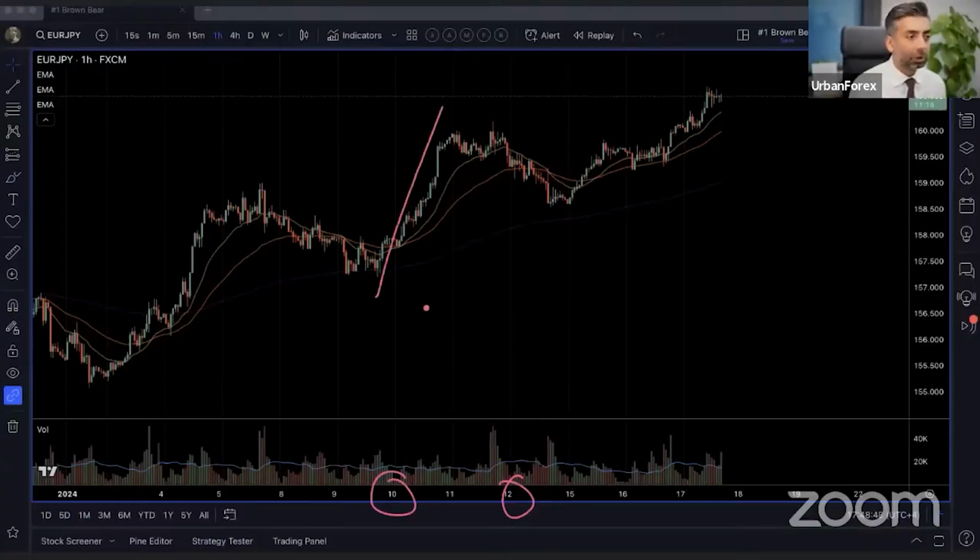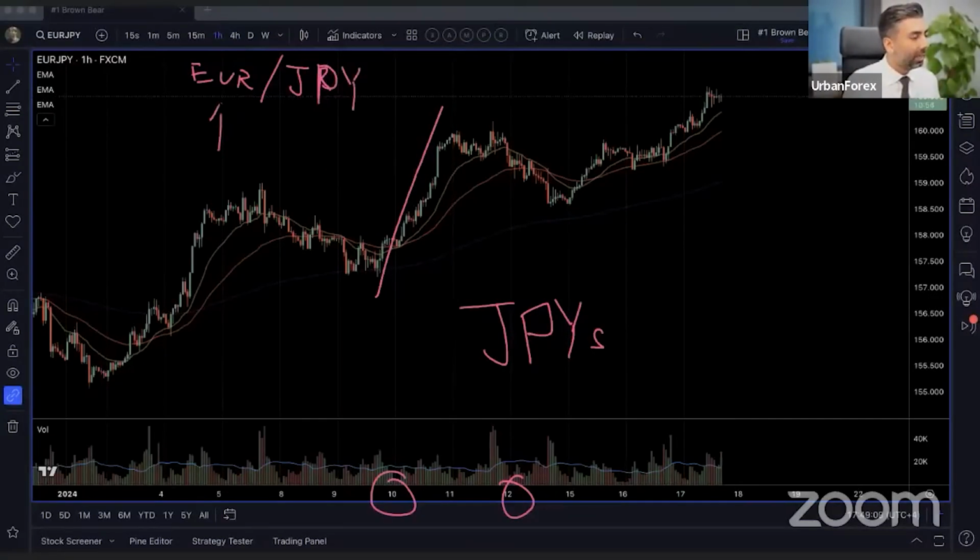And this was not just happening in euro yen. This is happening across all the Japanese yens. In this case, since this is called euro yen, this represents euro is getting strong and Japanese yen is getting weak. All the yens are going upwards. Now, correlation: when I use the word across the board, what that means is euro yen up, pound yen up, dollar yen up. That's what I mean by across the board.